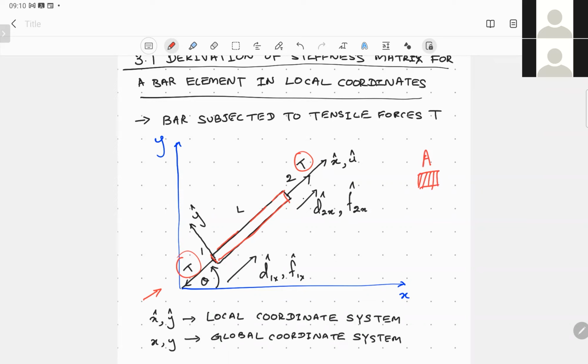Let's say this truss has a cross section of A. So it has a constant cross-sectional area. We call it a prismatic bar element. These trusses are mostly pin connected trusses, and these are subjected to tensile and compressive forces based on the location where the load is applied in the total truss.